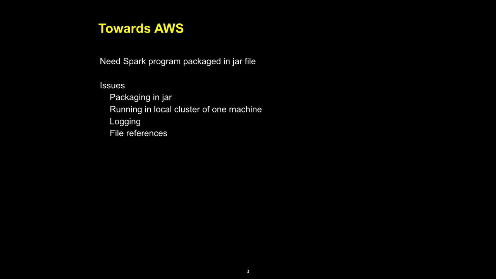So if you want to run Spark on AWS on a cluster, we need to package our program into a jar file so we can upload it, right? So we're going to look at how to package it up. We can create a cluster on a local cluster of one machine to run it in that mode and make sure that works. And then we'll look at logging and how to deal with files.